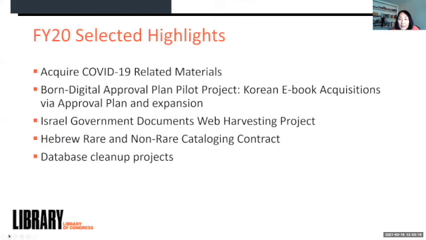I thought I would share with everyone a few highlights in fiscal 2020, a very traumatic and special year. The China section acquired COVID-19 related material from the epicenter in China during the early pandemic, overcoming scaffolding challenges. The NEA section is expanding e-content collecting through a general approval plan in Korea and Japan. The Israel section launched a web archiving pilot project to harvest Israeli government websites. We are working with an independent contractor to catalog Hebrew rare and non-rare material. The pandemic disrupted normal workflow, like many of you, as I have learned from this workshop. We also worked on metadata enhancement and a cleanup project in addition to processing new receipts as best we can.